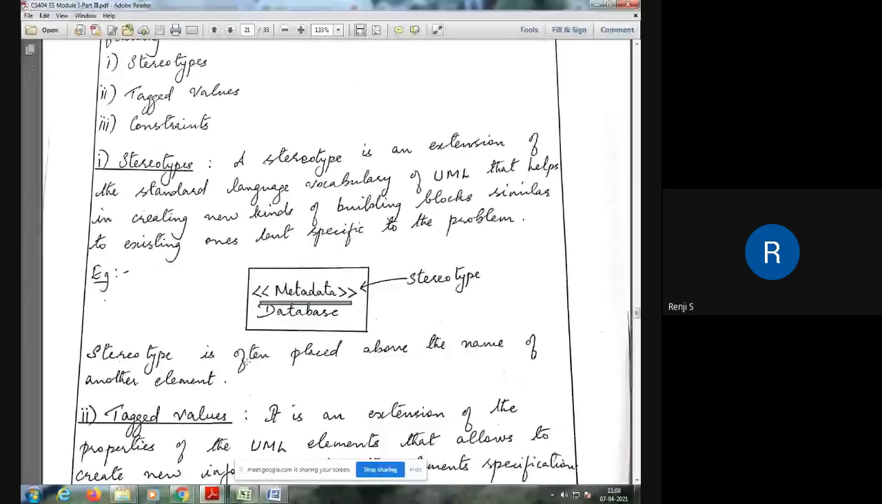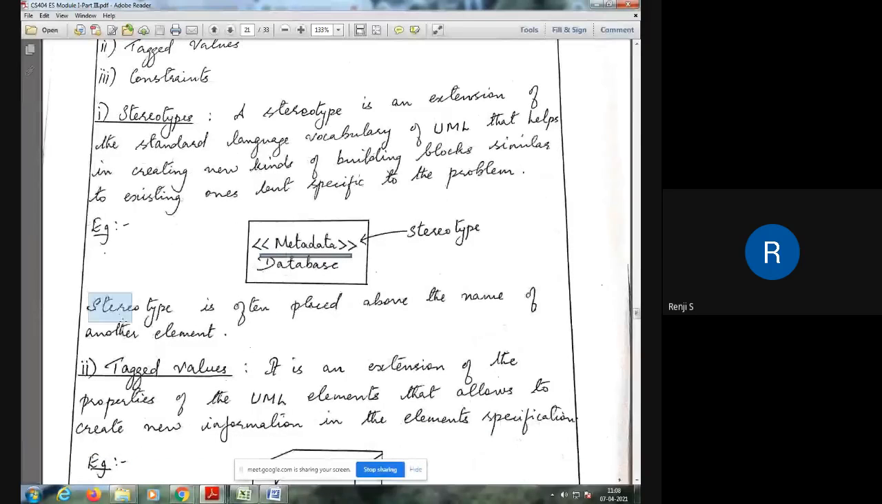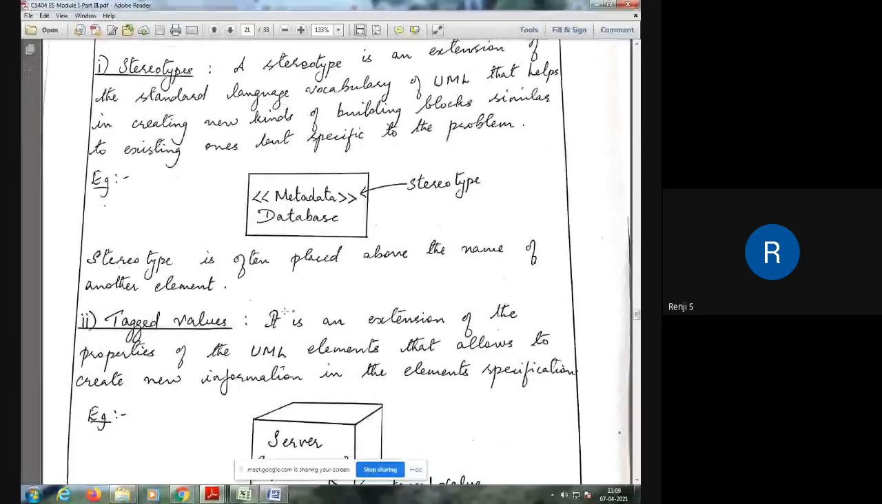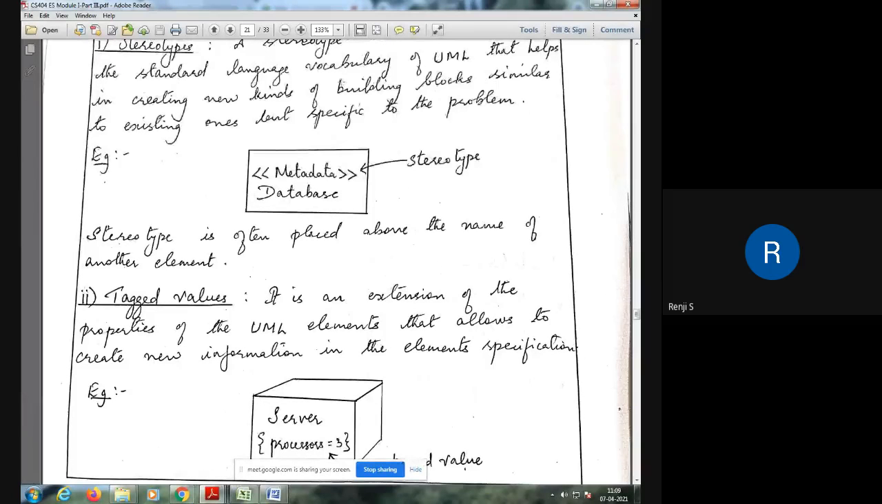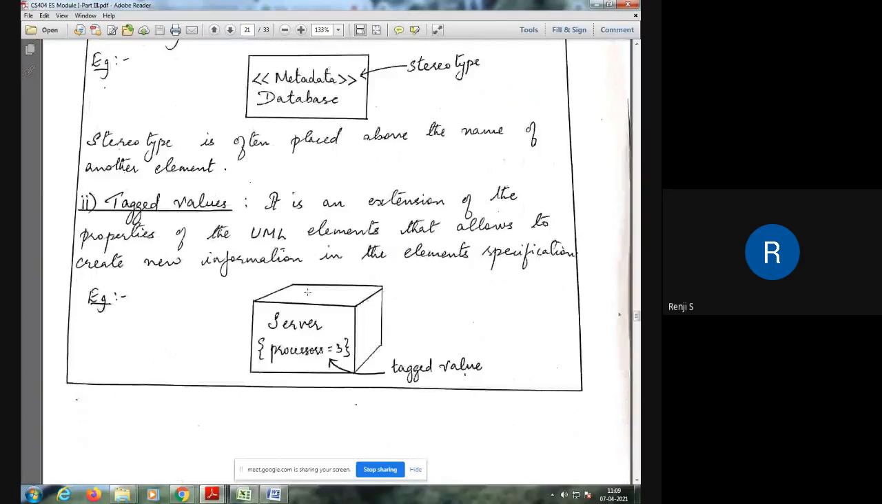The stereotype is often placed above the name of another element. Here the element is a class named database, and above that you can define what that class represents using stereotypes. Then tagged values extend the properties of UML. Here we said we are extending the vocabulary, the meaning of UML basic units. Here I'm extending the name of the class, which is a basic thing in UML. Now, if I want to extend the properties of the UML elements, then I can use tagged values.